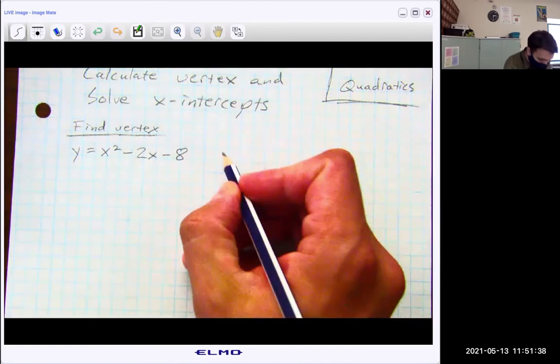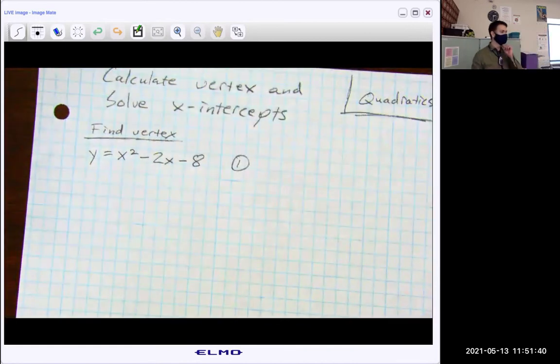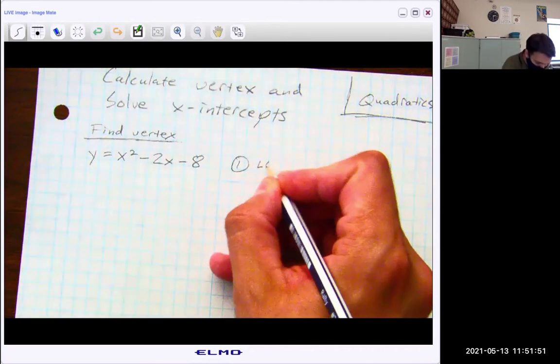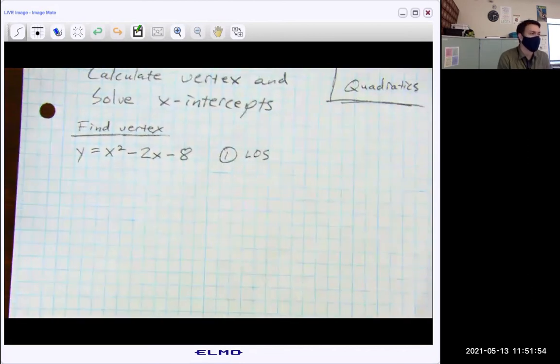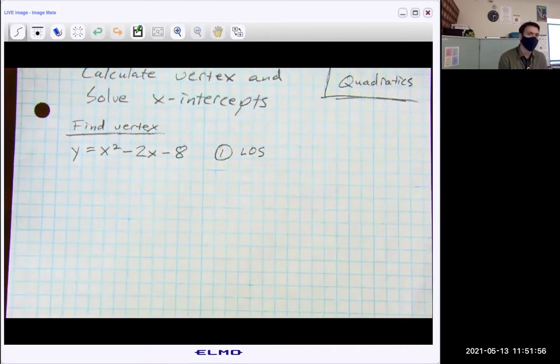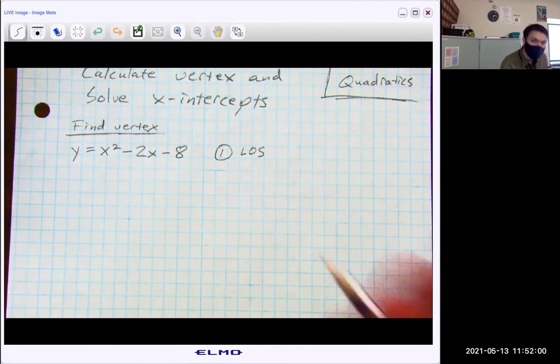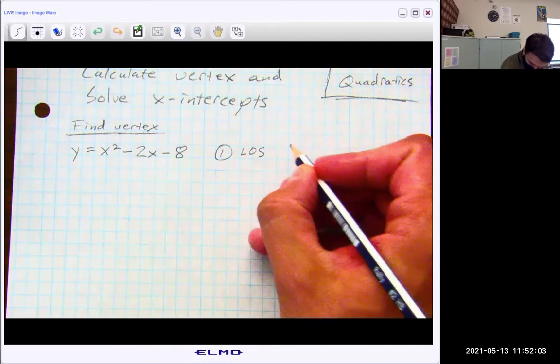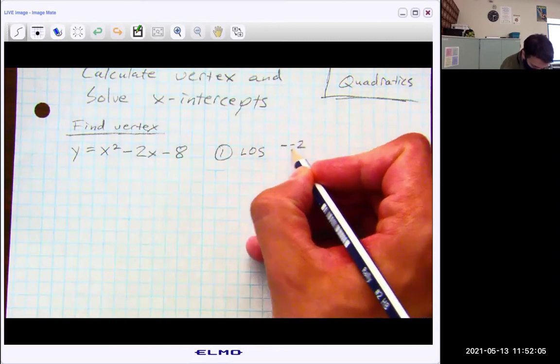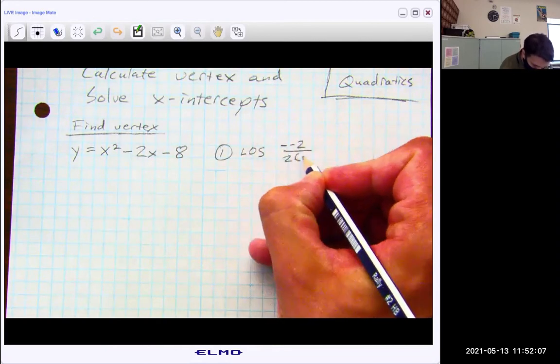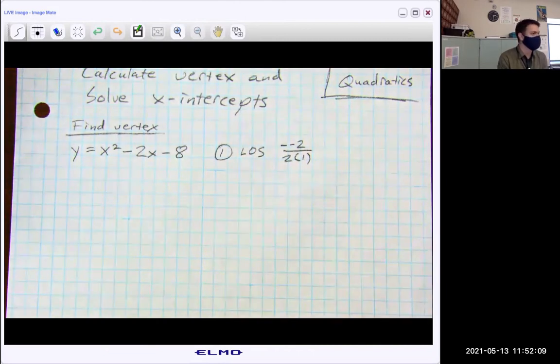Well, when you find it, the first step is to find out the LOS. The axis of symmetry always lines up with the vertex. Always. They're always together. So if you can find the LOS, you can find the vertex. And the LOS is that formula. It's the negative b over 2a. So my b is negative 2. So this is going to be negative 2 over 2 times a, and a is 1. That's my line of symmetry.